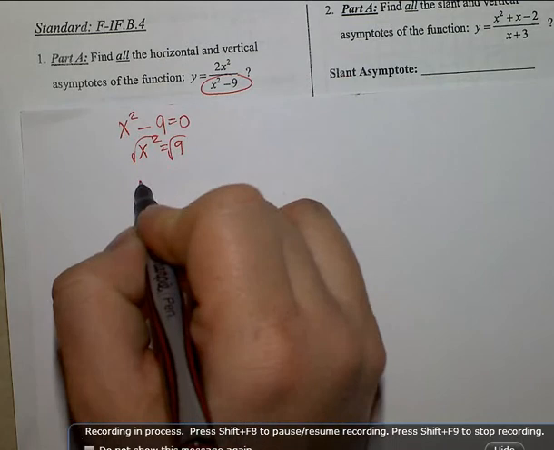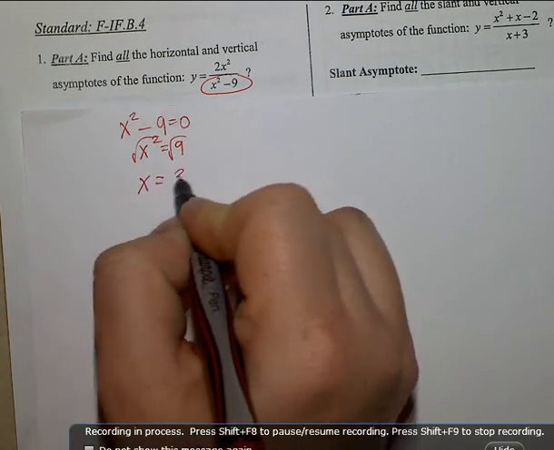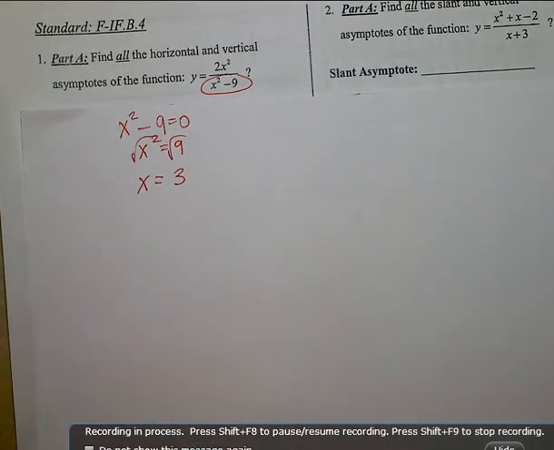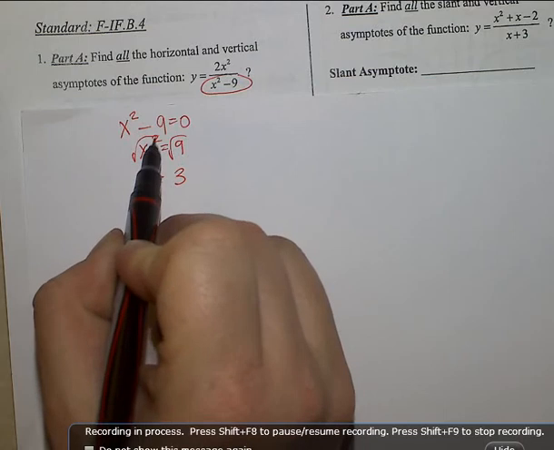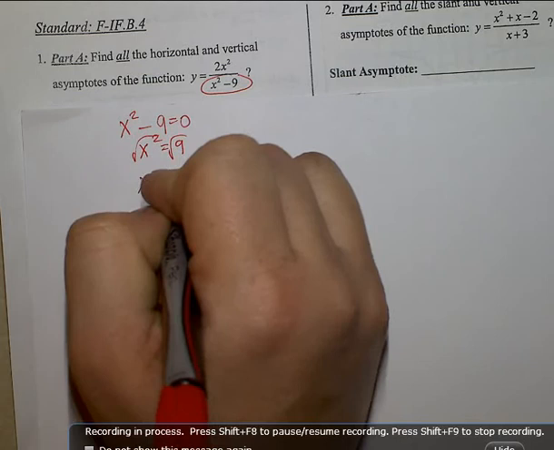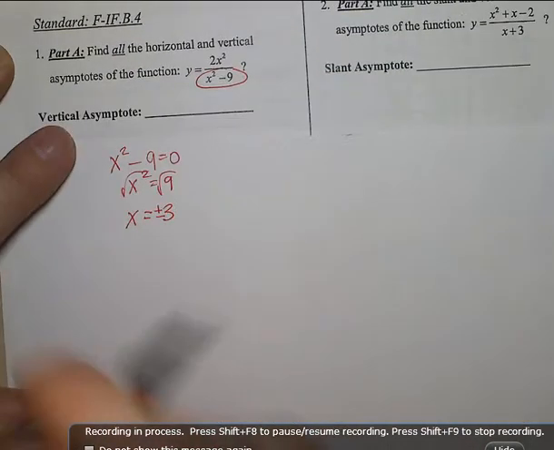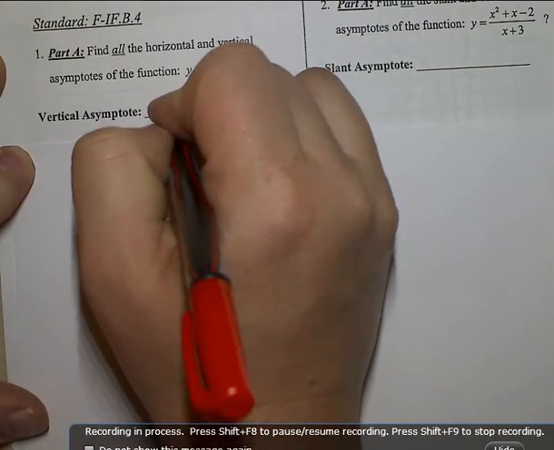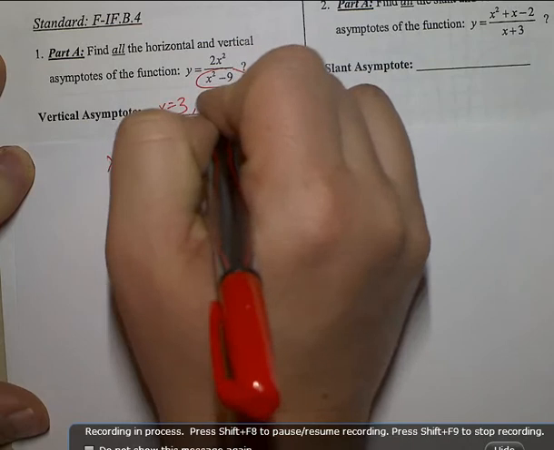A lot of students make a mistake, and this is what they put: x equals 3. The mistake is that there's a square here. This represents both a positive and a negative answer, so it's plus or minus 3. So the vertical asymptotes are x equals 3 and x equals negative 3.